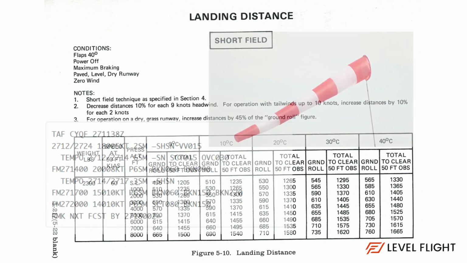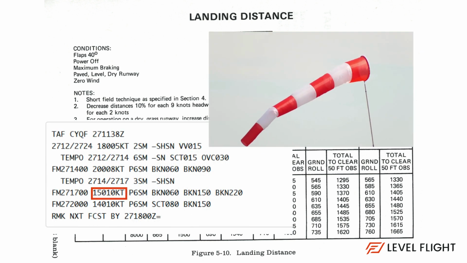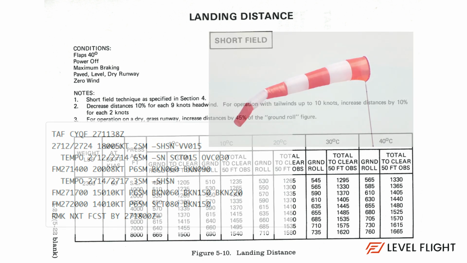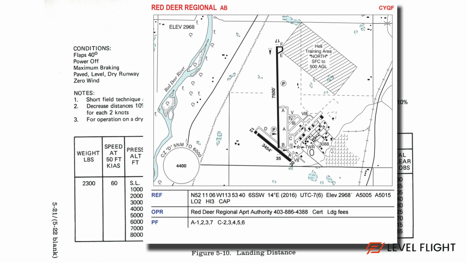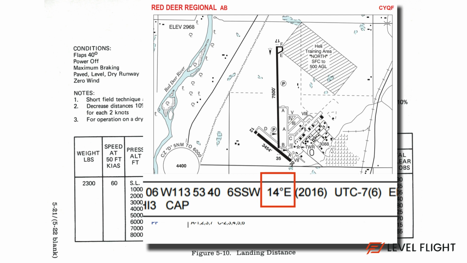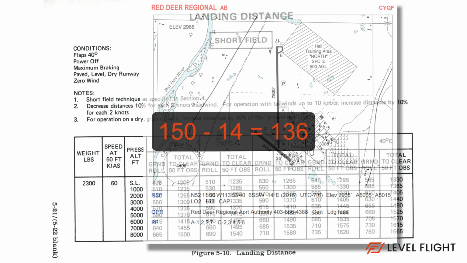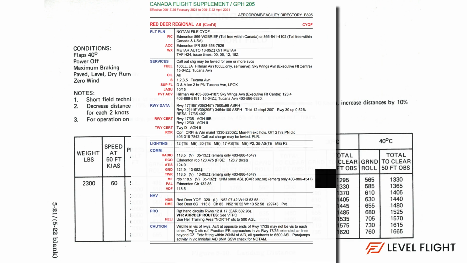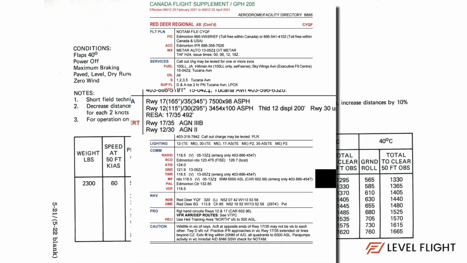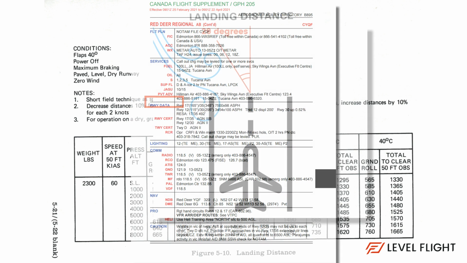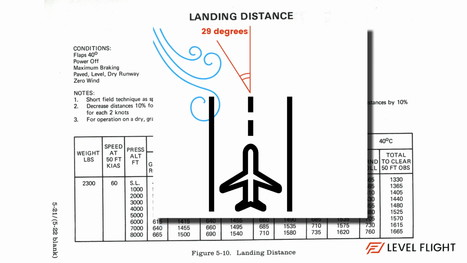The forecast wind showed 150 at 10 knots. Again, we need to convert this to degrees magnetic. The Red Deer Airport shows a variation of 14 east, resulting in a wind direction of 136. The runway direction for runway 17 is 165 degrees. This means that the wind is 29 degrees off the runway. We can round this to 30.